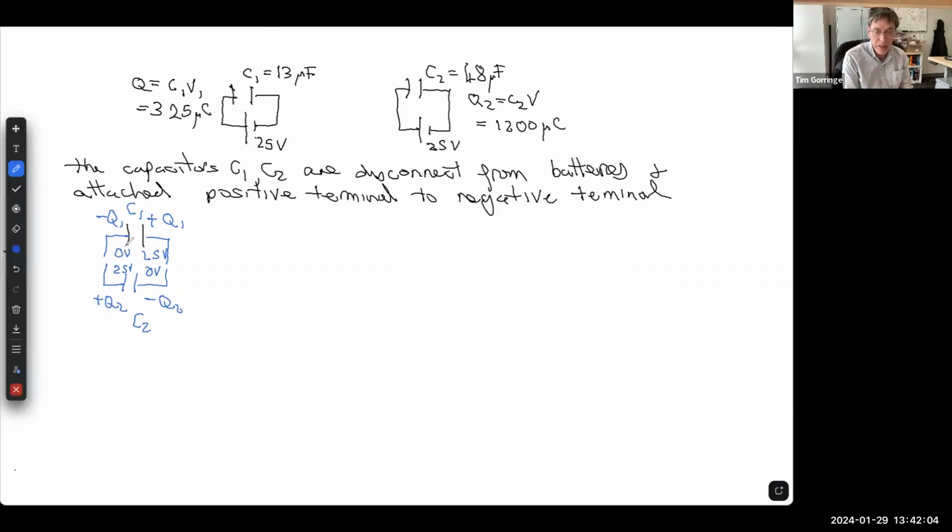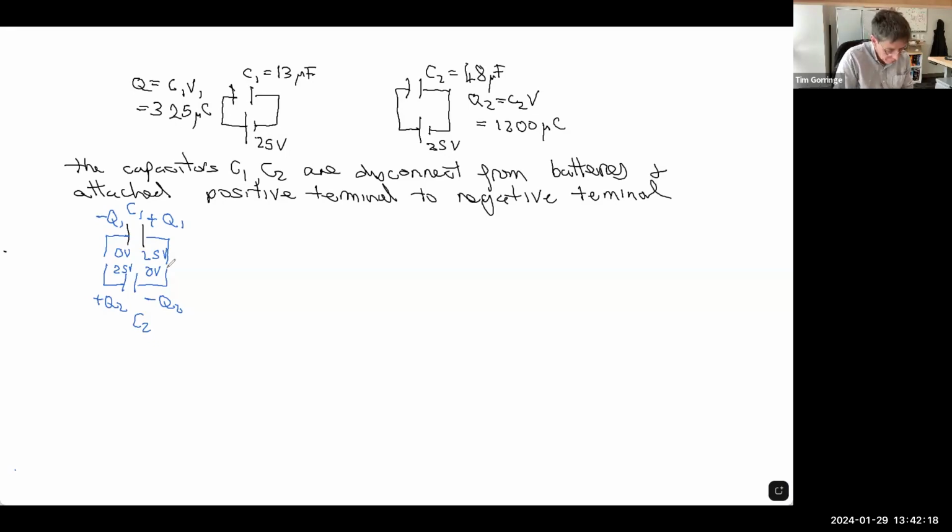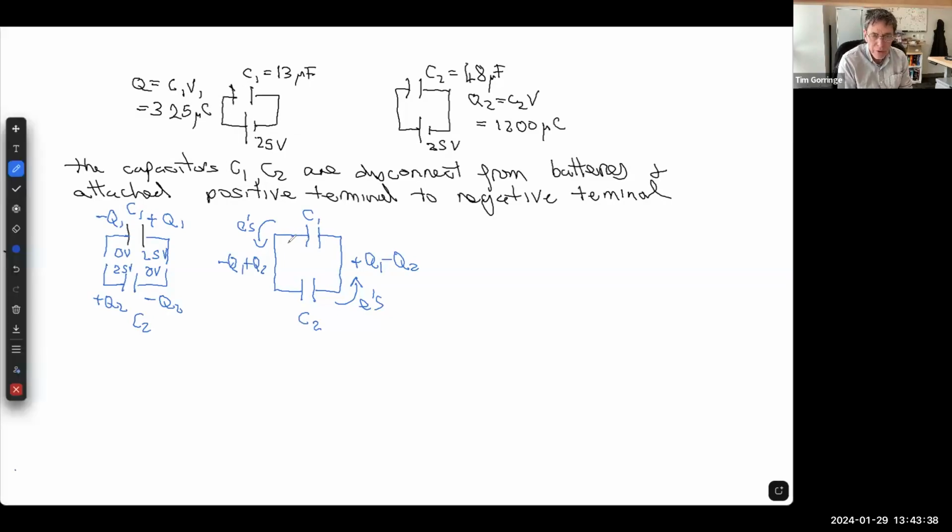And that's just because we're connecting minus to plus on the left-hand side, plus to minus on the right-hand side. Now, what's going to happen the moment we connect together these two capacitors? Let me draw that. So here's my picture after connecting together the two capacitors.